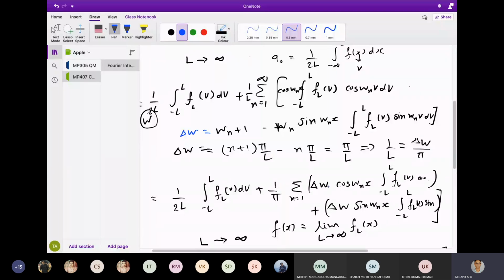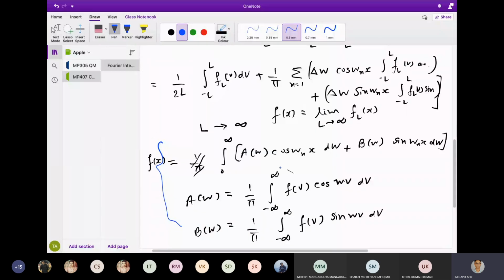So 1 upon pi here, delta w inside this summation, remaining terms as it is, and then we have introduced two coefficients a and b, which would represent your function in integral from minus infinity to infinity. So minus L to plus L is now replaced by minus infinity to plus infinity. So now this is valid for any function which is having even an infinite period, because we have removed our limits from minus L to L that were there earlier. So from that we have moved to minus infinity to plus infinity.